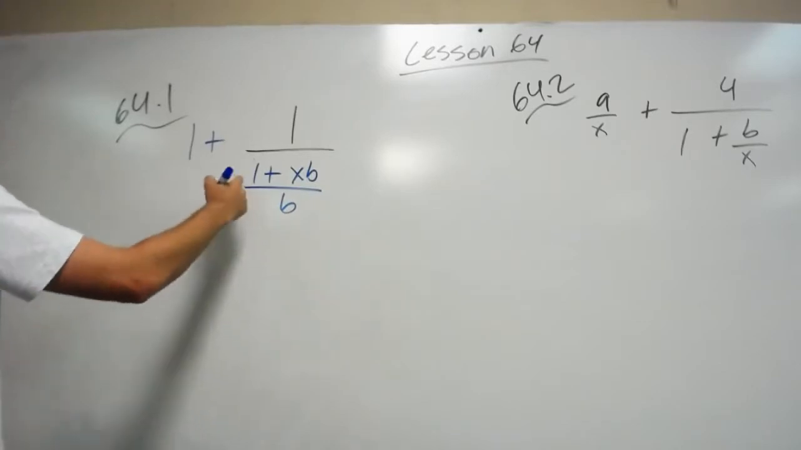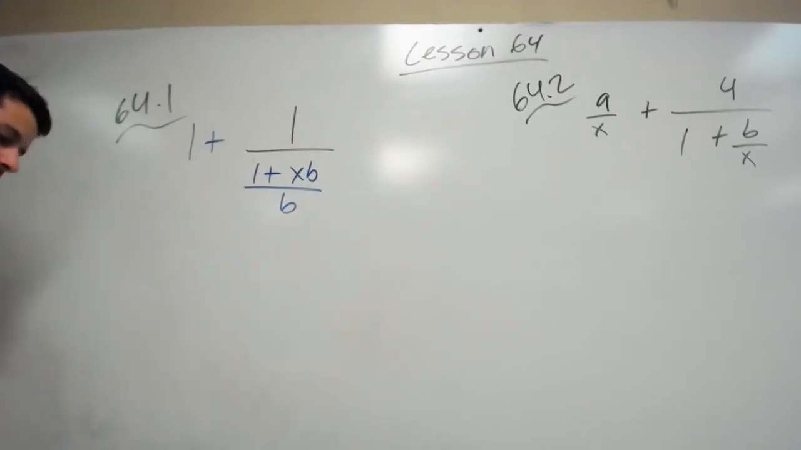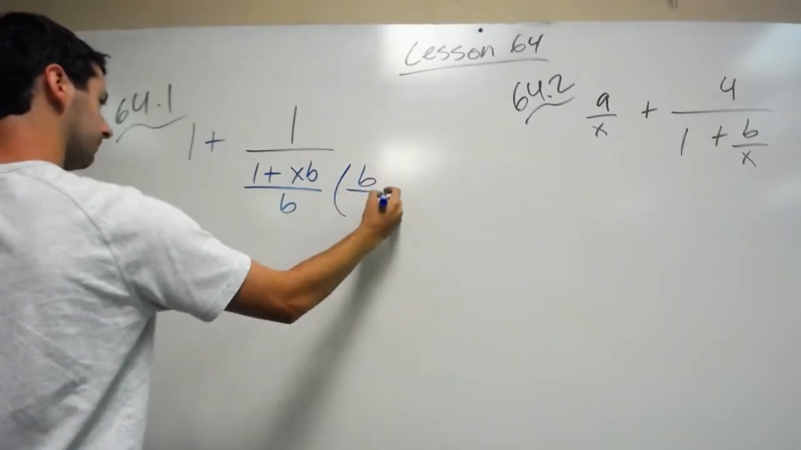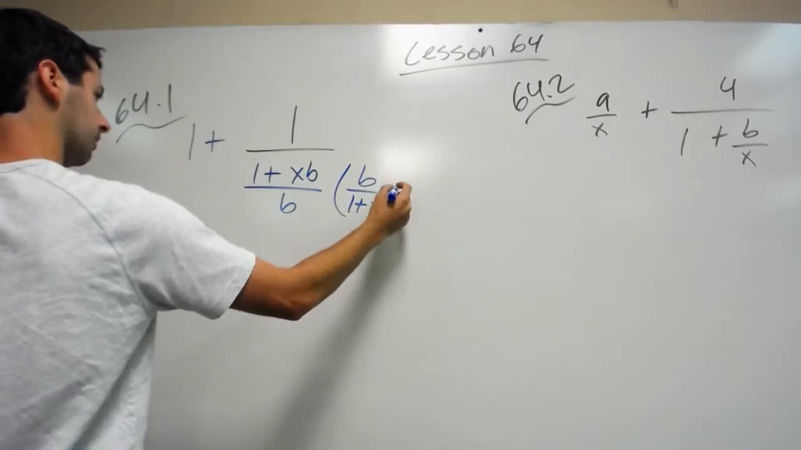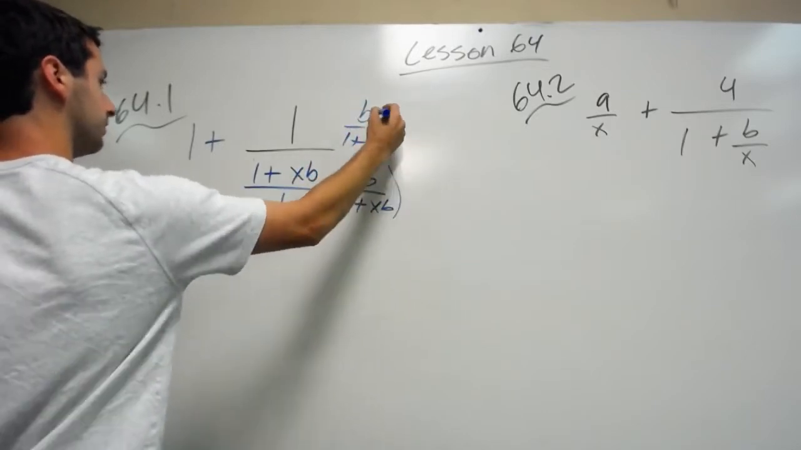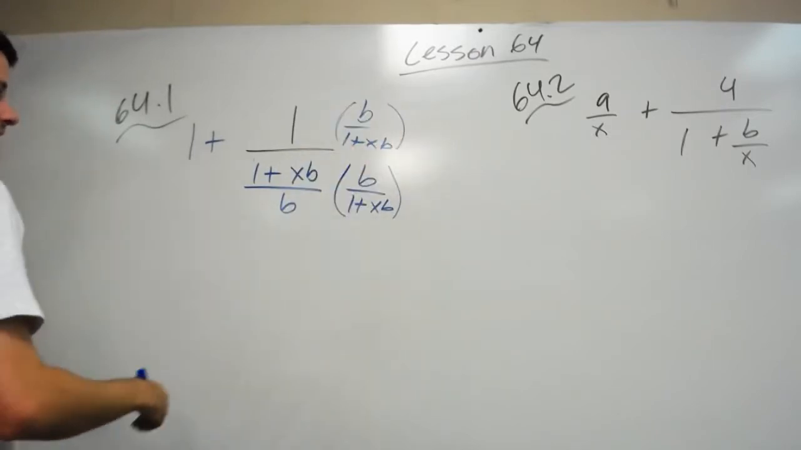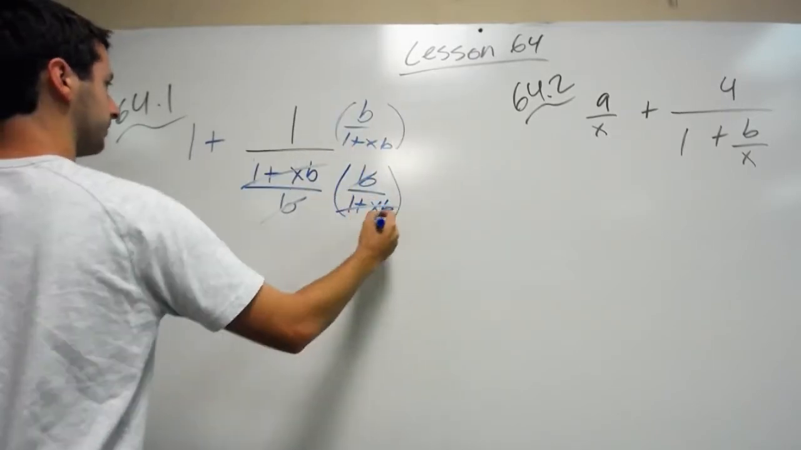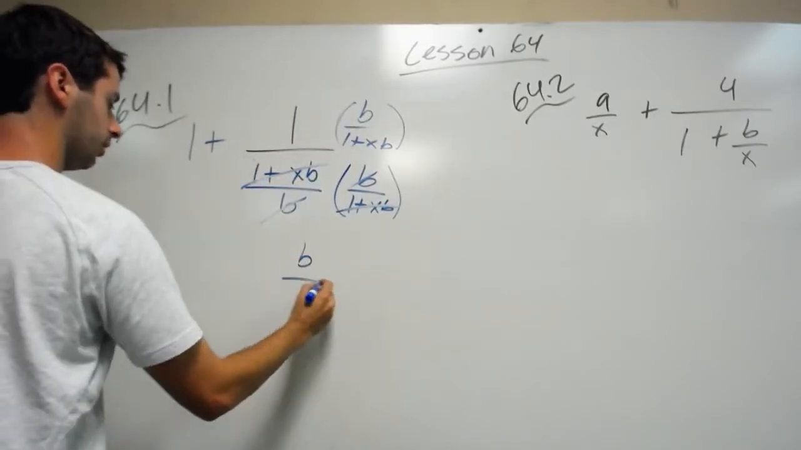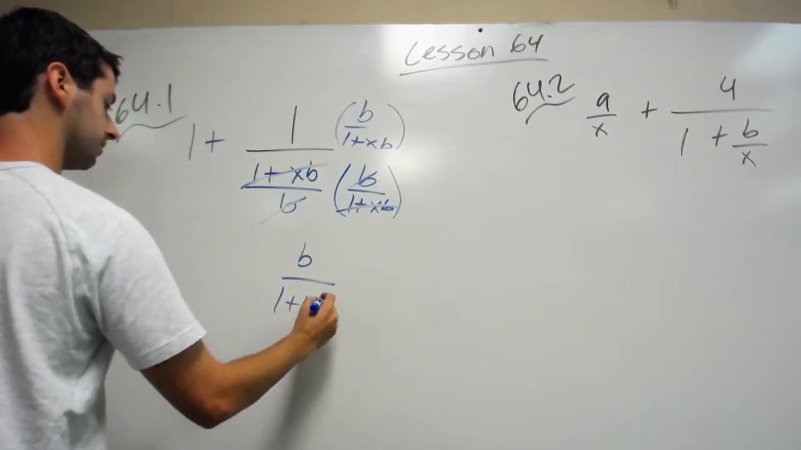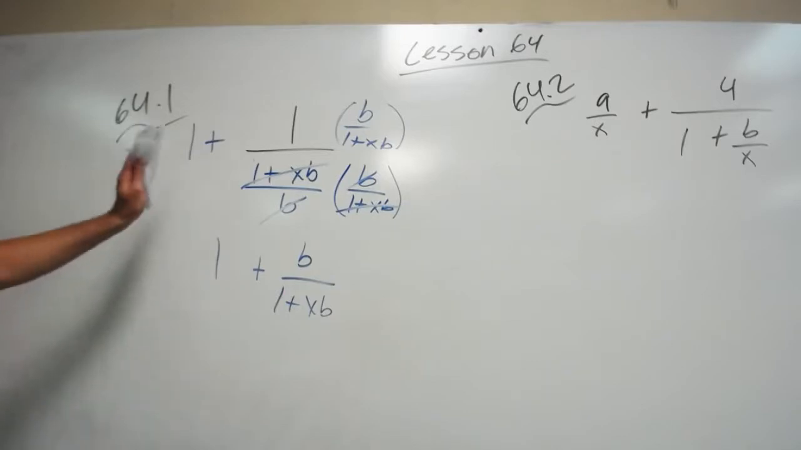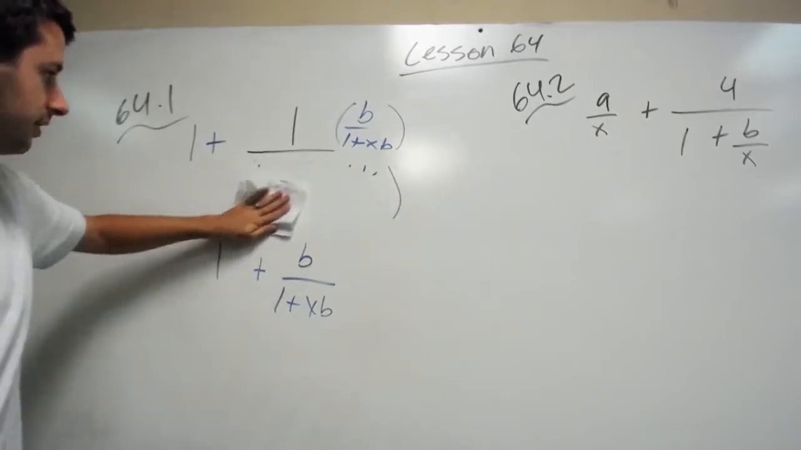Now we have to get rid of our fraction in the denominator. That's no bueno. That's not simplified. So multiply by the reciprocal, top and bottom, b over 1 plus xb. So now everything crosses out, and we get 1 times b is b over 1 plus xb. And then I bring down this one. So we got a bunch of that done.